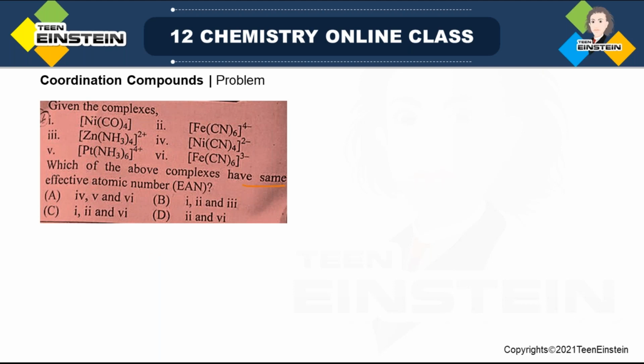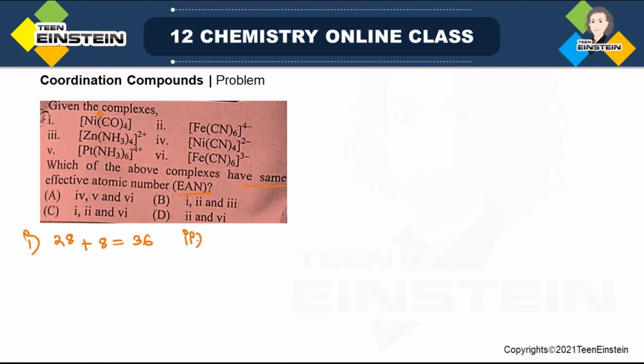Now the first one, that is Ni(CO)4. Ni has atomic number 28. There are no other ligands, so it has oxidation state 0, and for each CO there is 2, so 4 into 2 is 8. We have to find in which cases EAN is the same. You don't have to see whether it matches 36 or any other inert gas number. That is not our focus. Our focus here is just to check in which case we have the same value, so that you will have all these complexes in a single option. So this is 36.